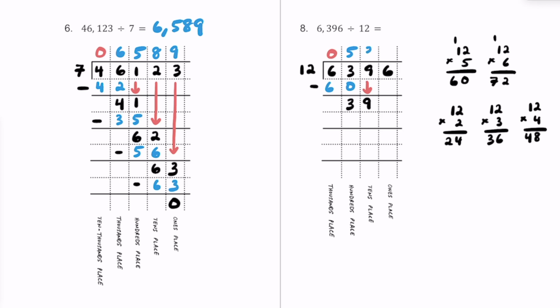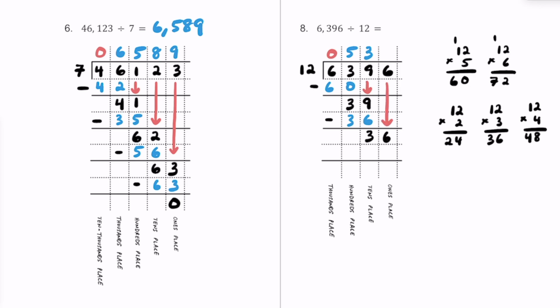So we know 12 fits into 39 3 times. 3 times 12 is going to be 36. Let's just confirm that our remainder is less than 12. 39 minus 36 is 3, so that's good to go. And let's go ahead and bring this 6 down and repeat the process, hopefully just one final time here.